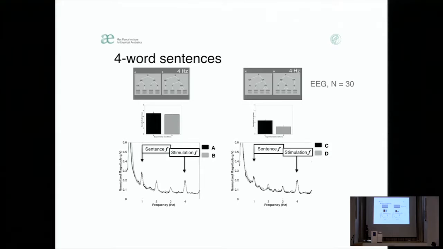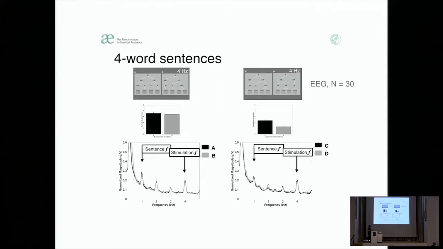So the important thing here is, for the structures A and B running at 4 hertz, we find actually no difference. We find, first of all, the stimulation frequency and then the sentence frequency, which are both significant. But we find that a 2 hertz frequency is also represented, and a 3 hertz rhythm is also represented. This is a result that is a bit new with respect to the data of Ding et al.